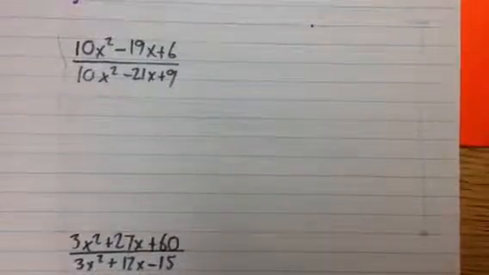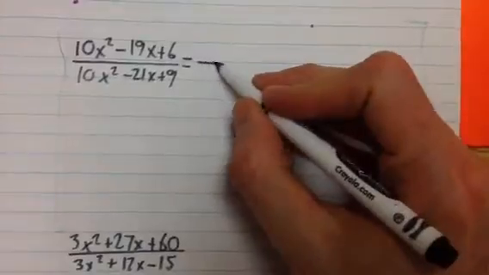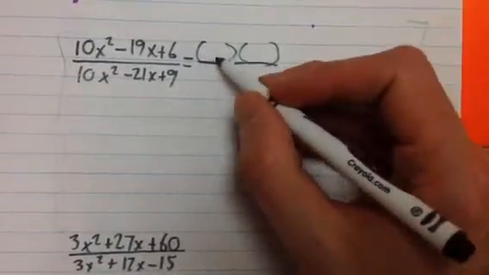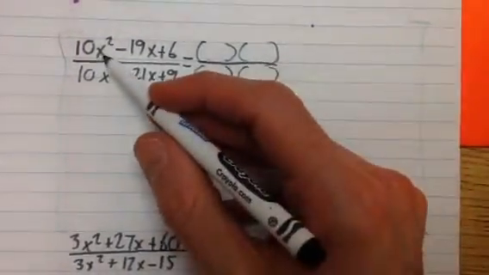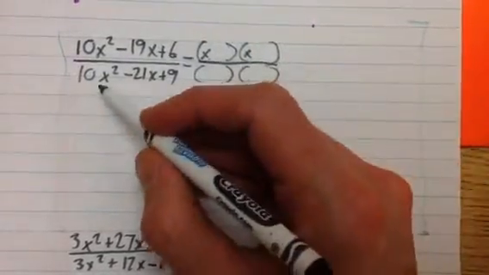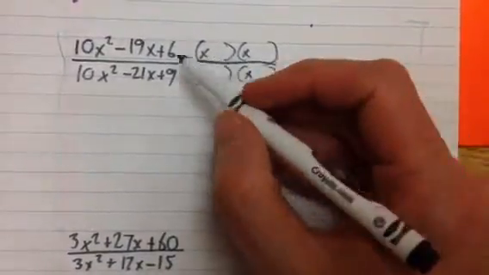Problem 2. Same type. So right away, without doing anything, we know there's going to be a fraction bar. We know there's going to be two factors, or two parentheses up there, two parentheses down there. Again, x squared, the only way to get to that is x times x. Same down here, x times x. And the sign. So let's look at this sign.